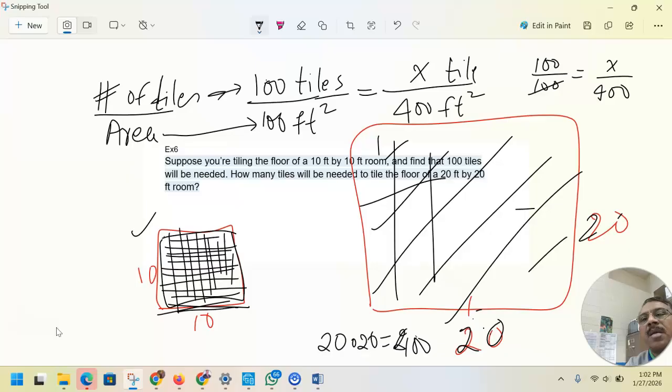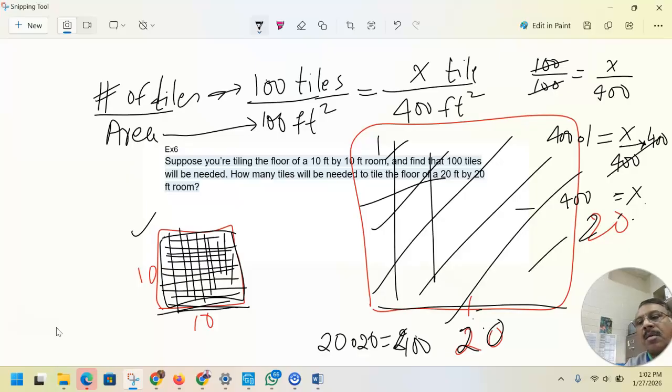And 100 over 100 is 1. So 1 is X over 400, and multiplying both sides by 400, this crosses out and you get X equals 400. So X represents the number of tiles. So X number of tiles when the length is increased to 20. So this is how you get the answer.